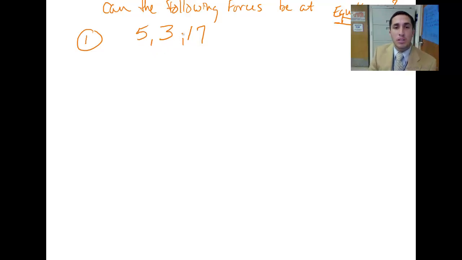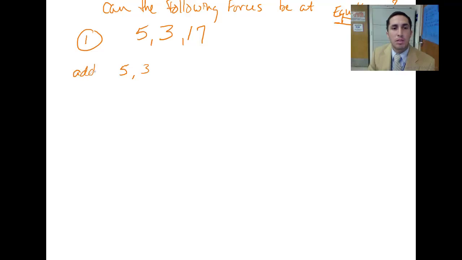We don't know. But the question is, can we somehow arrange these 3 forces to where the object will be at equilibrium? What does equilibrium mean again? Balanced. There's no uneven forces on it. Your net force will be 0. So let's see. To figure that out, here's what you do. Pick any 2. Which ones do you want to pick? 5 and 3? Perfect. 5 and 3.